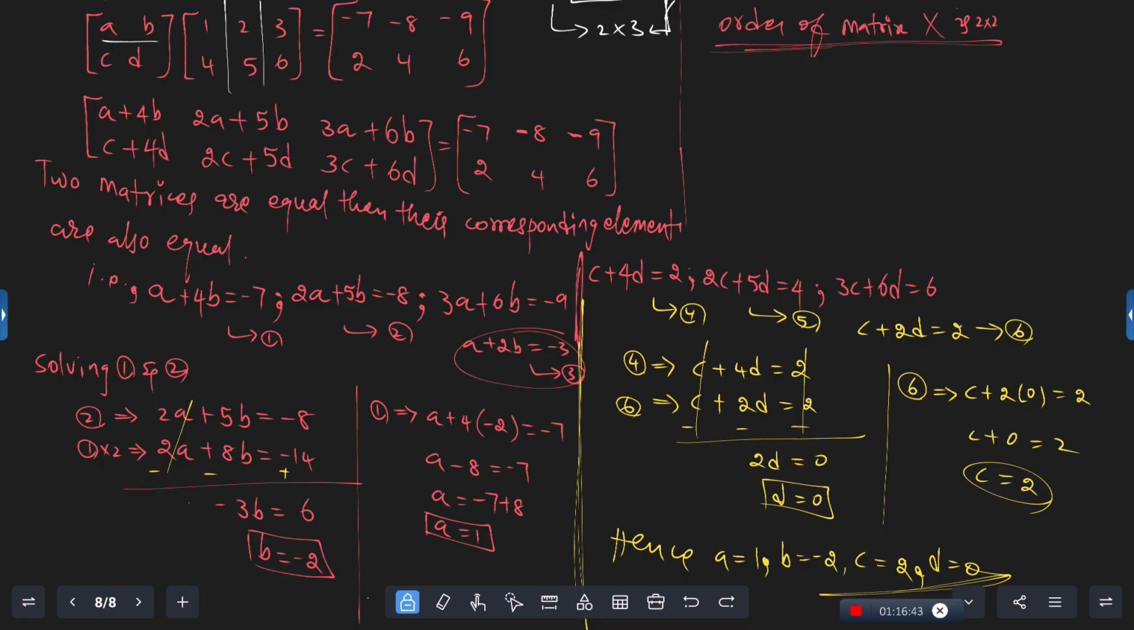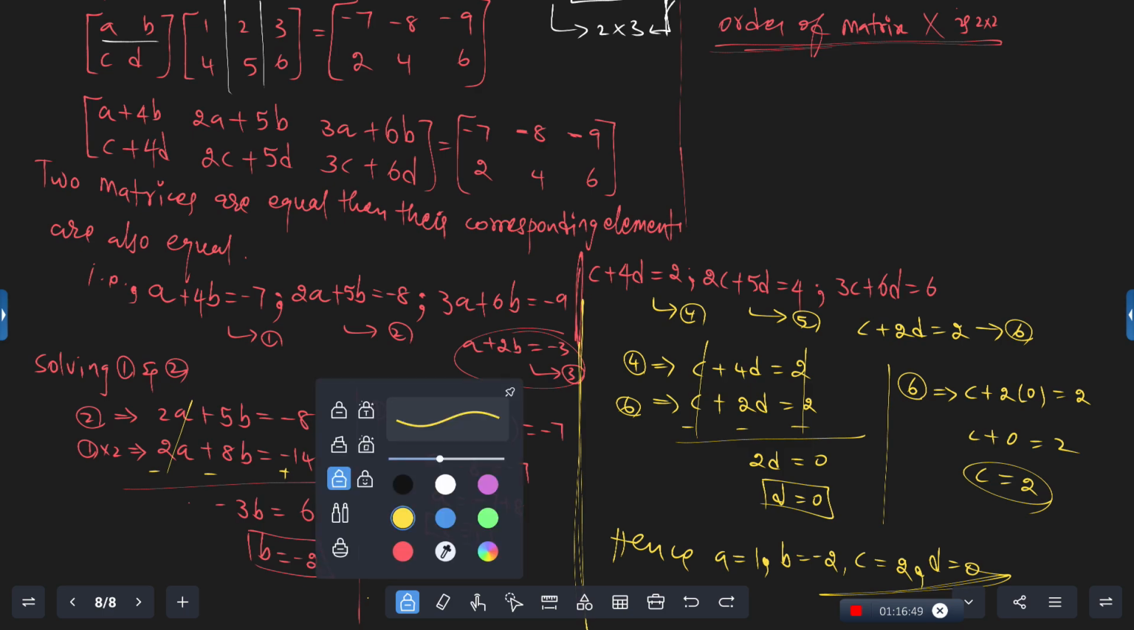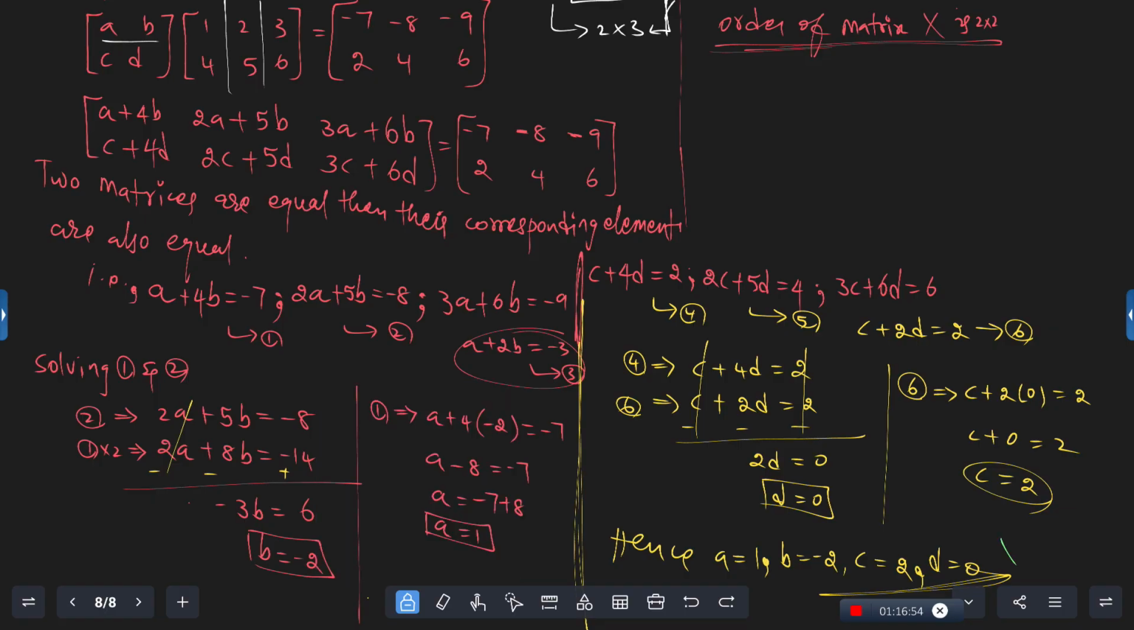Actually, this is the X matrix they asked to find, right? Then all A, B, C, D you substitute in X. Very good. X matrix. So therefore, hence we got that X is equal to what we have to mention? A value 1, B value minus 2, C value plus 2, D value 0. Okay. Matrix X. Therefore, matrix X equal to, you write. Write as a matrix. Final answer you write as a matrix.